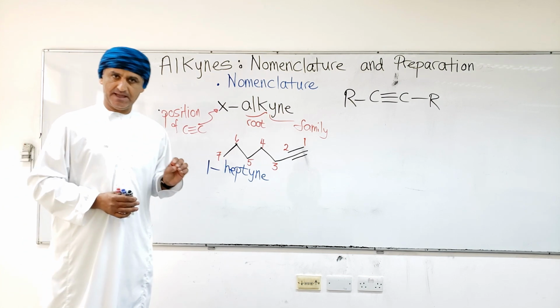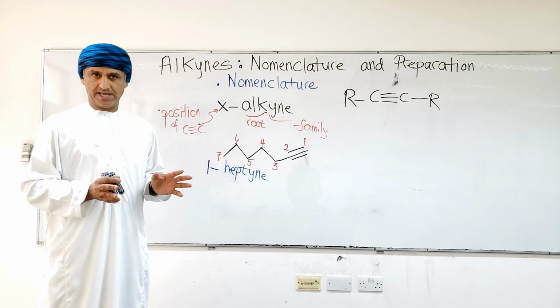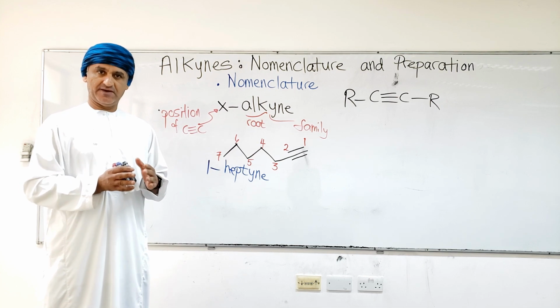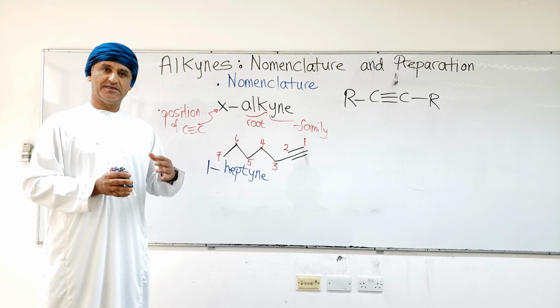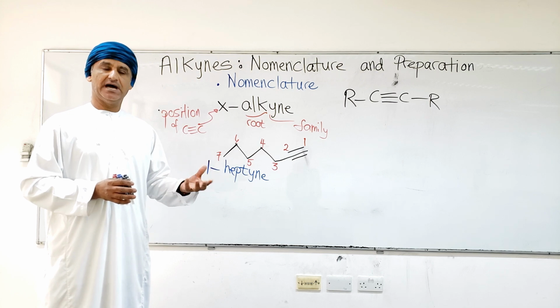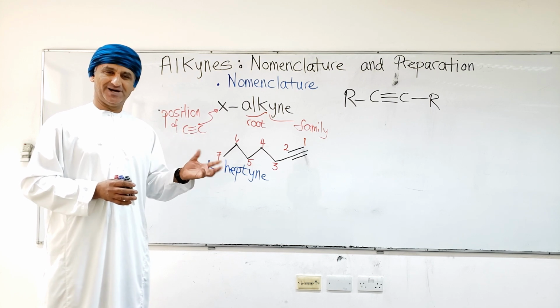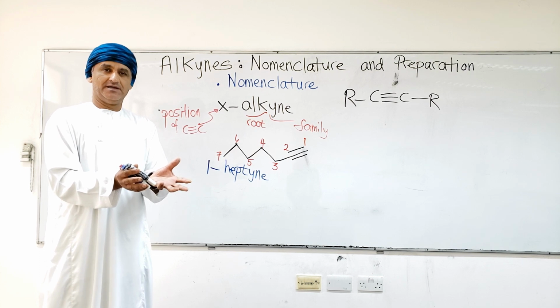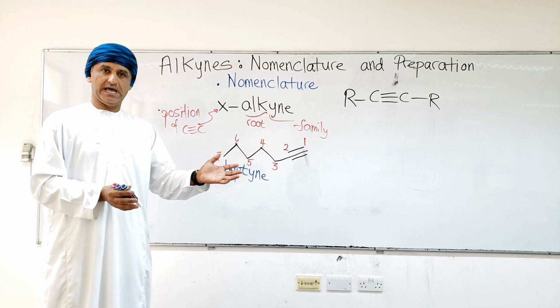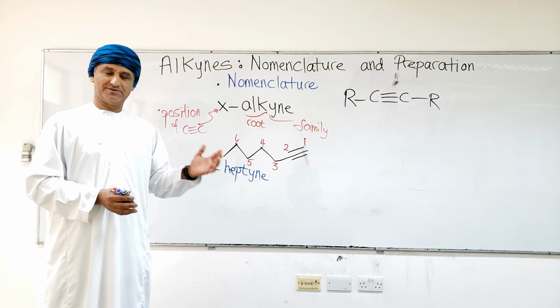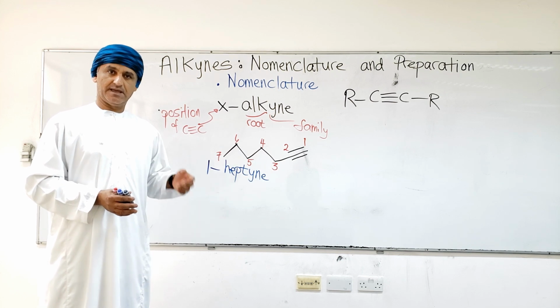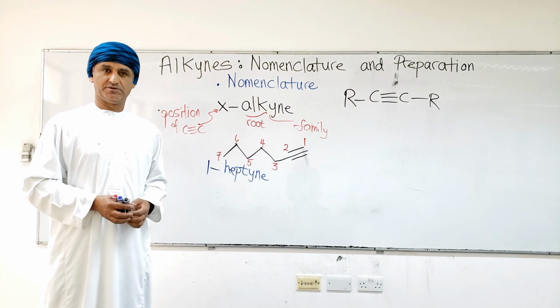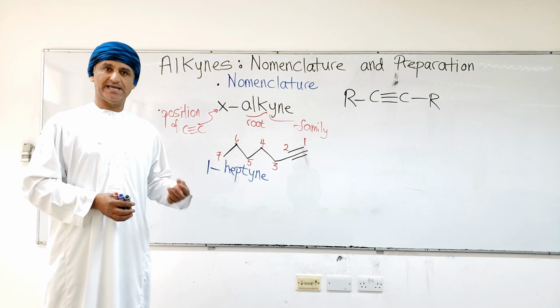What if a compound has more than 1 carbon-carbon triple bond? If they have more than 1, then they will be called diyne. Di means two, and ine, of course, is still the family of the alkyne functional group. So diyne is for compounds that contain 2 triple bonds. Compounds with 3 triple bonds should be named as triynes.